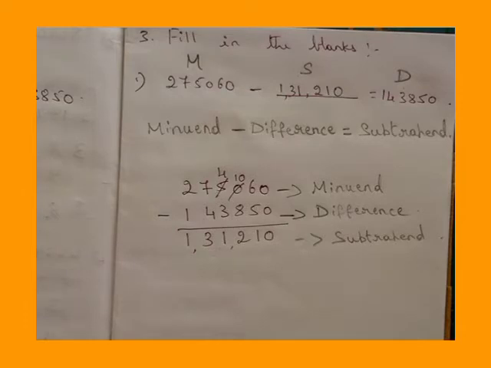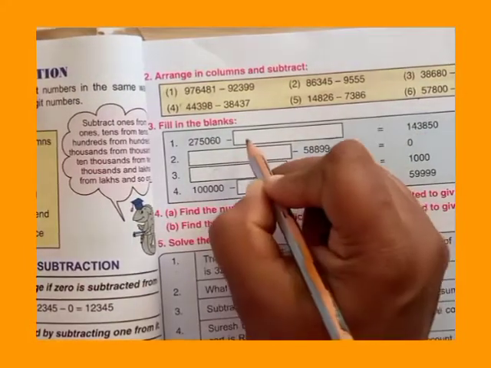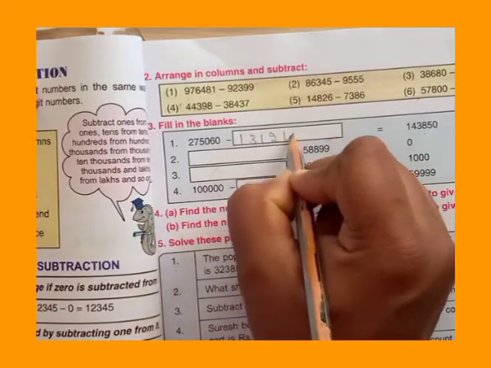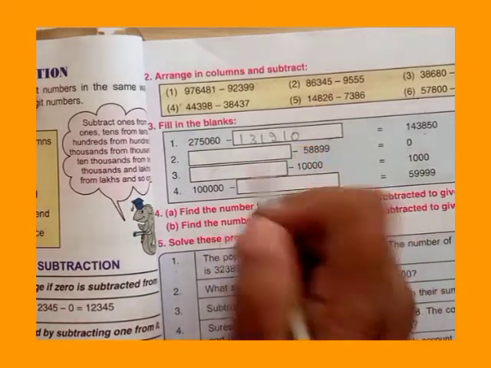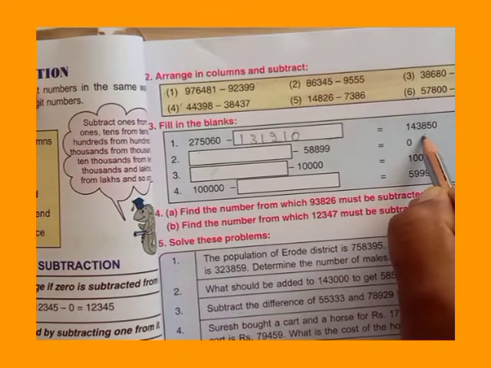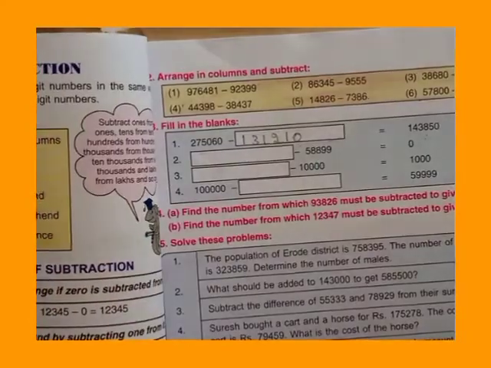So let's write in the textbook as well. Okay, see dear children, let's write 1,31,210. Okay, so this is the subtrahend. Minuend, subtrahend and the, what is this? Yes, difference. Okay, so now this is the right answer.